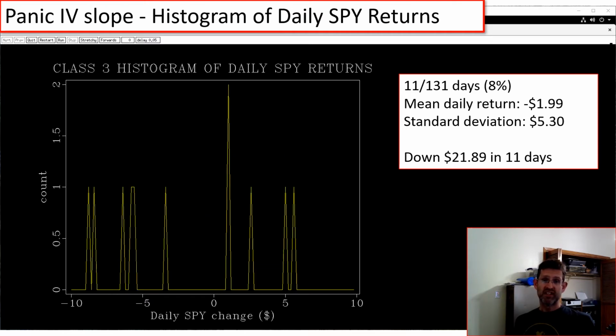So now let's look at the statistics of the IV slope in panic class, which occurs only 8% of the time. So the mean daily return on these days is minus $1.99 with an enormous standard deviation. So during these times, the market makes both big drops and rises. Still, on average, the minus $1.99 times 11 days represents a cumulative loss of $21.89.